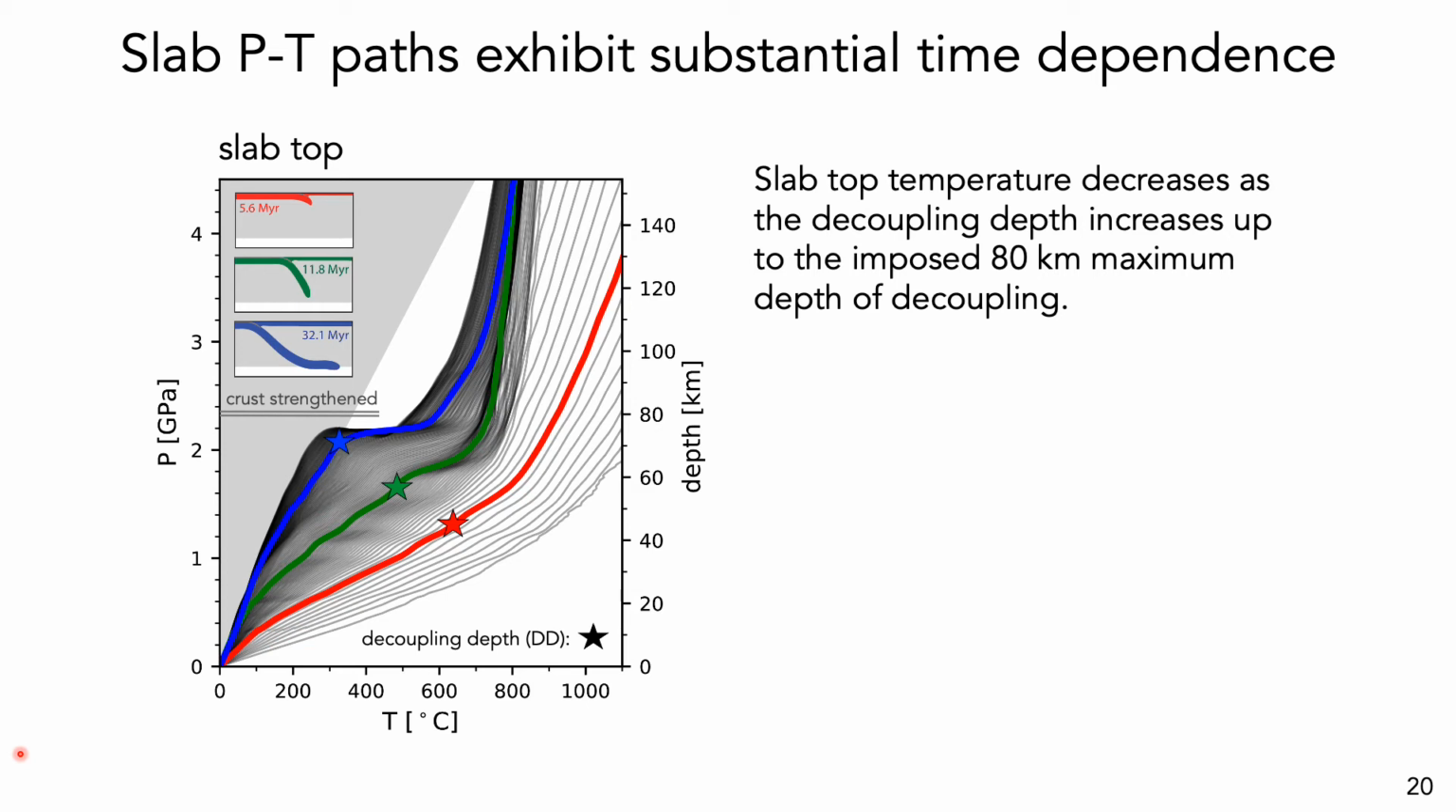And so what you can see is that all slab top paths have a kink in them, about 10 to 20 kilometers deeper than the decoupling depth. And this kink becomes more pronounced as the decoupling depth increases as time evolves. And it becomes extremely pronounced as the decoupling depth basically approaches this depth at which we strengthen the crust, or this 80 kilometers maximum depth of decoupling. This strengthening depth basically acts to limit the decoupling depth from going any deeper.